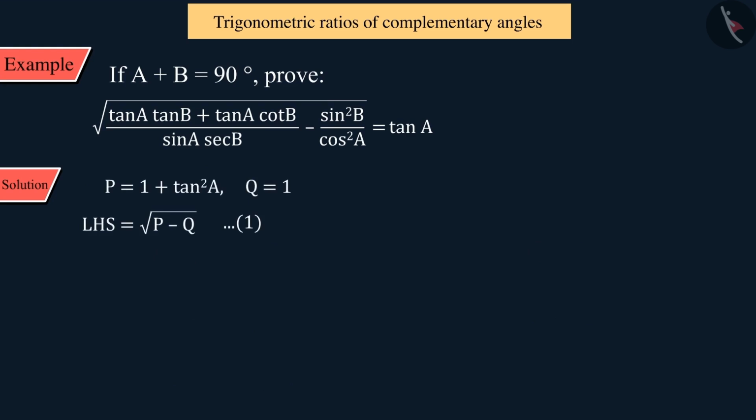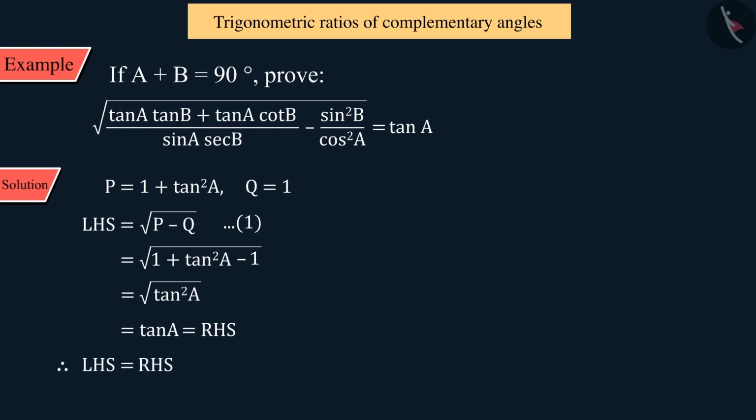Substituting the values of P and Q thus obtained into equation 1, we get square root of 1 plus tan squared A minus 1. On solving this, the value of the left side is tan A, which is equal to the right side of the given equation. Thus, we proved this equation.